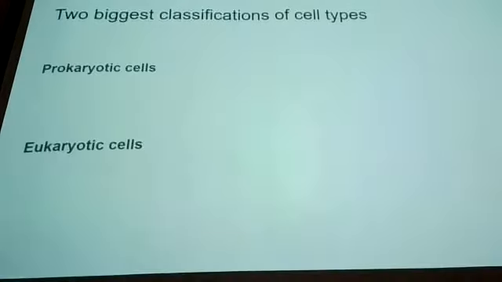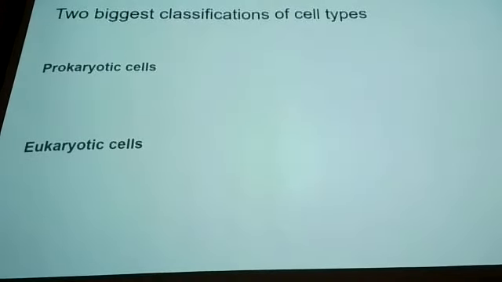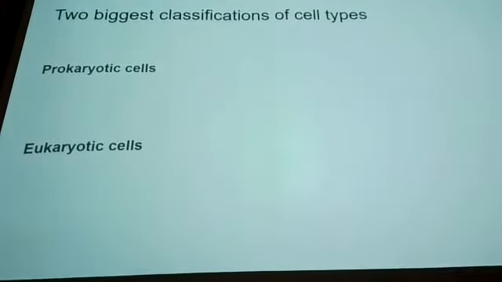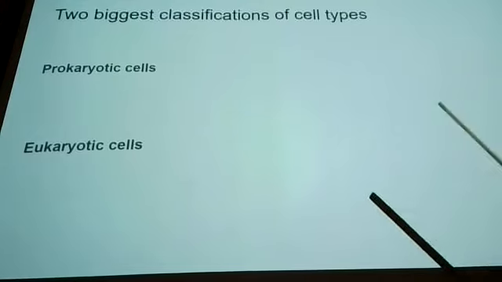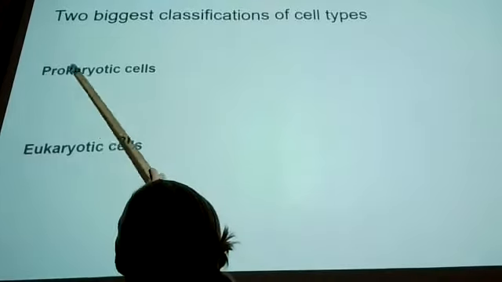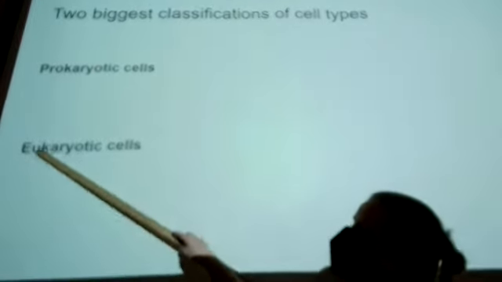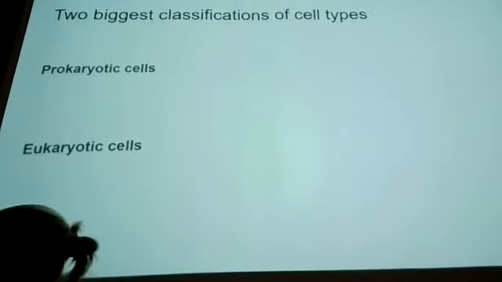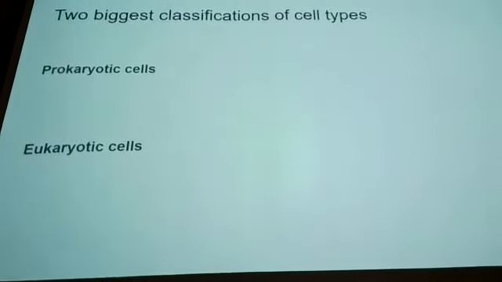Okay. All right, so we already know that our two biggest classifications are prokaryotic cells and eukaryotic cells. Pro means what? Before. Eu means true. Karyon means nucleus. So we can put those words together. These cells were before we had a nucleus. These are cells with a true nucleus. Okay, this is kind of review at this point.